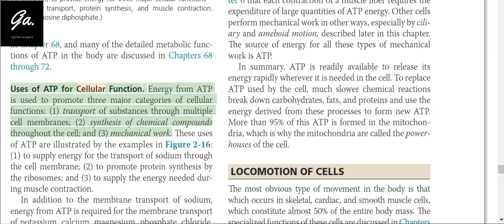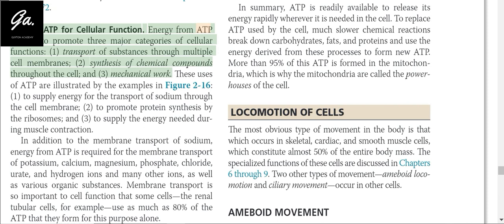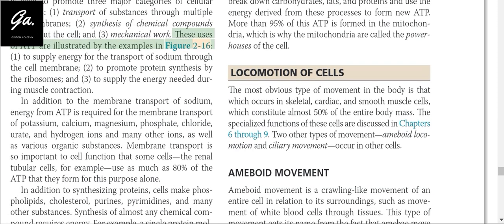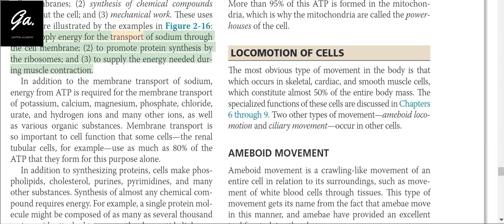ATP for cellular function. Energy from ATP is used to promote three major categories of cellular functions: transport of substances through multiple cell membranes, synthesis of chemical compounds throughout the cell, and mechanical work. These uses of ATP are illustrated by the examples in Figure 2-16: to supply energy for the transport of sodium through the cell membrane, to promote protein synthesis by the ribosomes, and to supply the energy needed during muscle contraction.